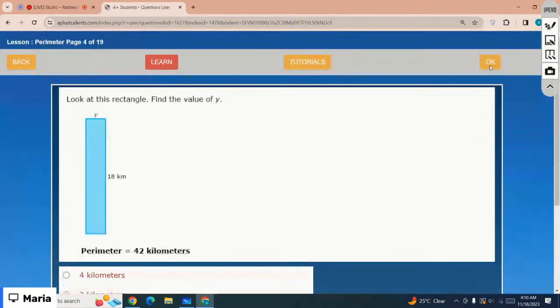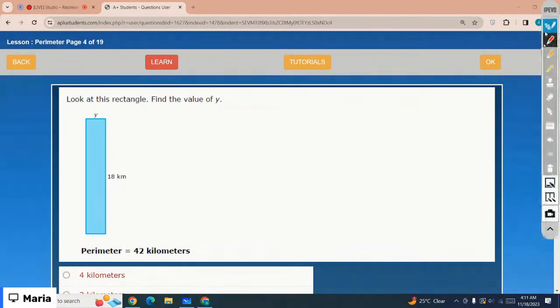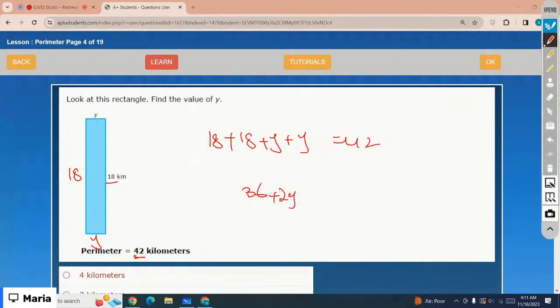Look at this rectangle, find the value of y. You need to calculate the side length y. How do you calculate? You are given the perimeter and two of the side lengths, right? Because that is a rectangle, opposite side lengths are equal in measurement. This one is 18, so this one is also 18. That is y, that is also y. So that would be 18 plus 18 plus y plus y, and their sum you are given, that is 42, right? So 18 plus 18 is 36 plus 2y equals 42.